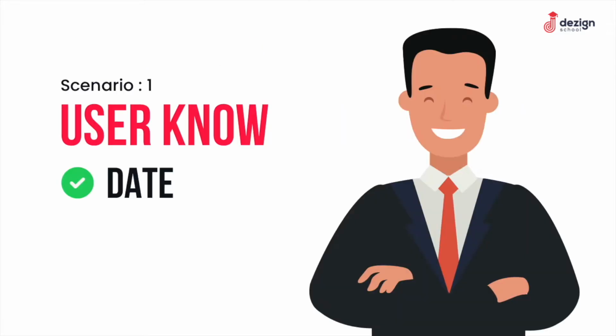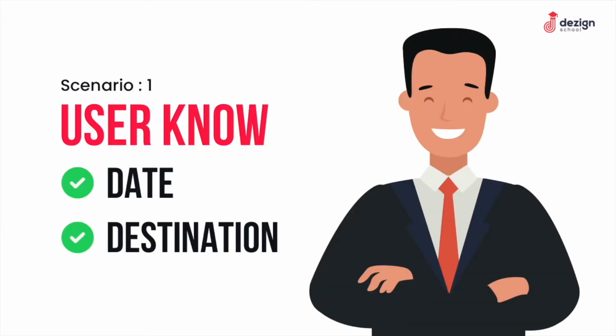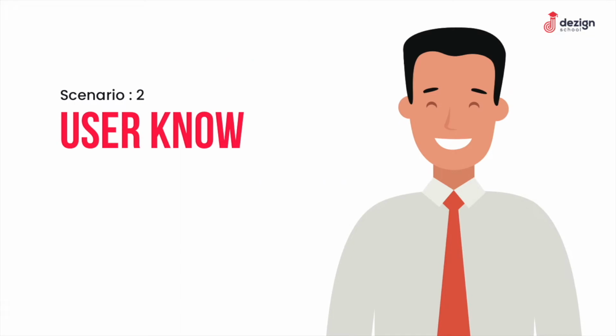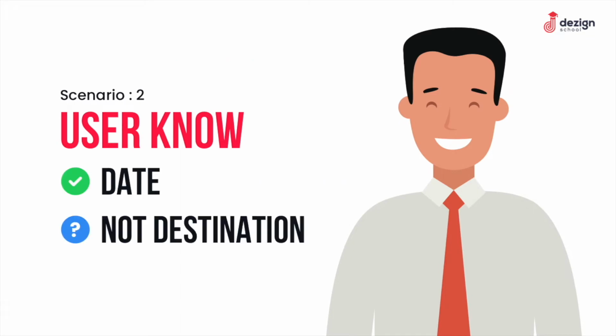Scenario 1. User knows the date and destination of their trip. So this is a default scenario. When any user comes to the travel app, the user knows when to go and where to go. So this is our first default scenario. Scenario 2. User knows the date but not the destination of their trip. The user knows when to go but does not know where to go. So this is our second scenario.